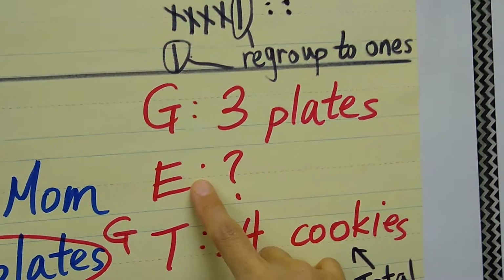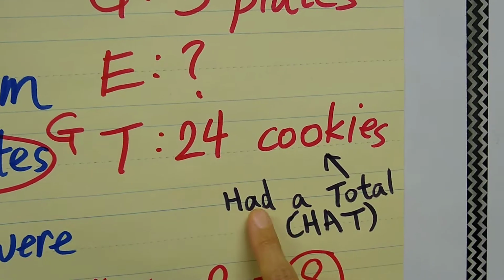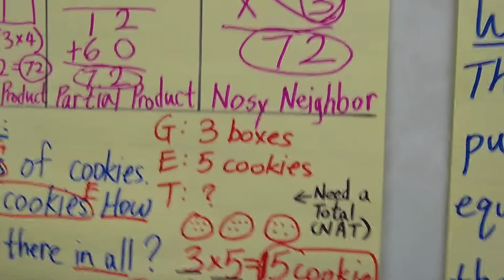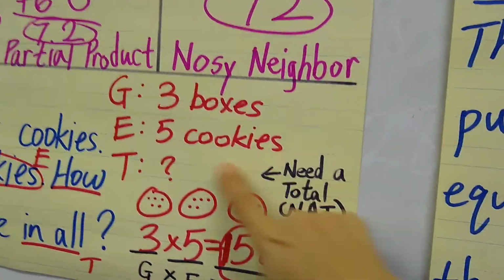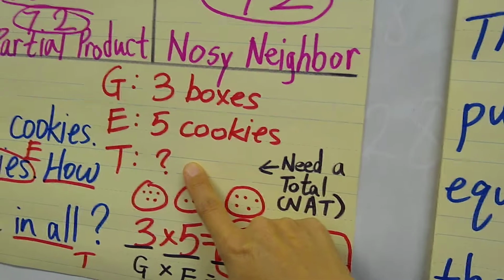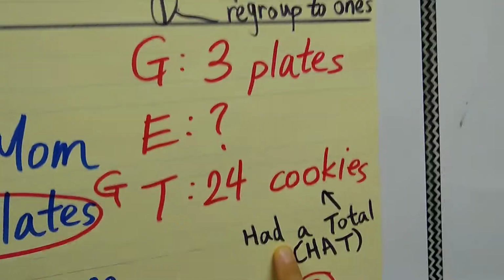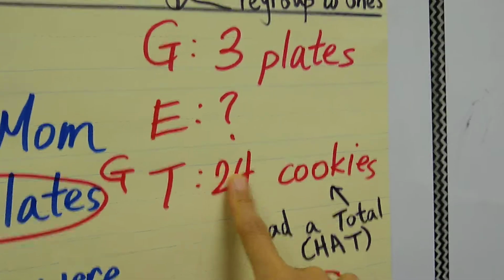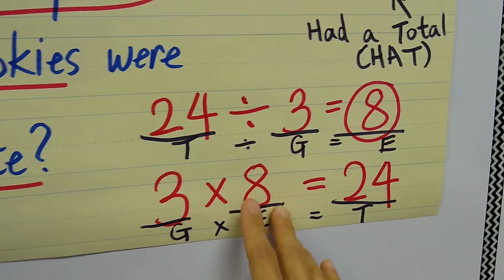And so we had a G. We don't have an E. We're looking for a T. We already had the T. You already had a total. In this one, you need a total. When you need the biggest number, you're going to add or multiply. When you already had the total, you don't have any number bigger than that, so you're going to either subtract or divide. So be careful when you read word problems.